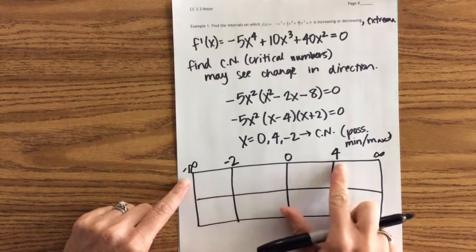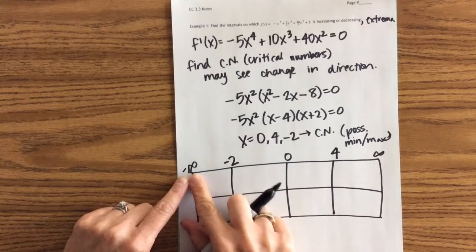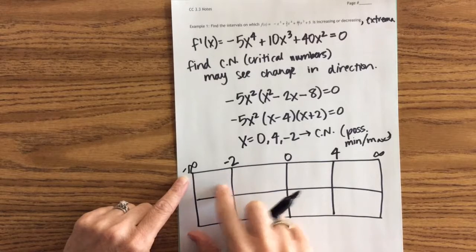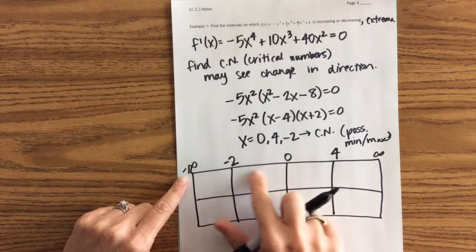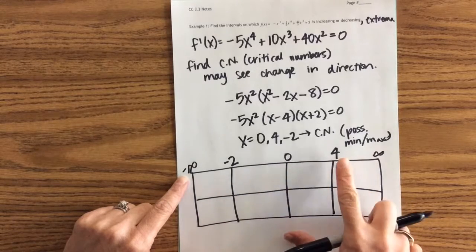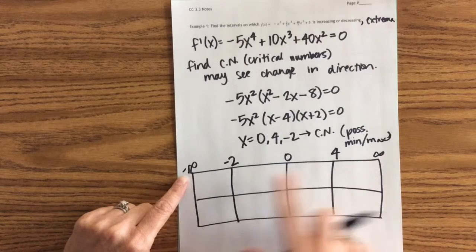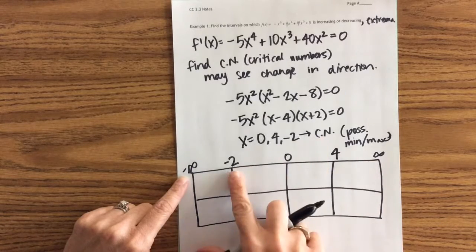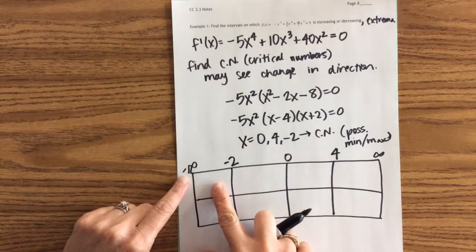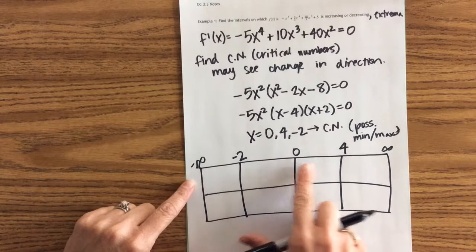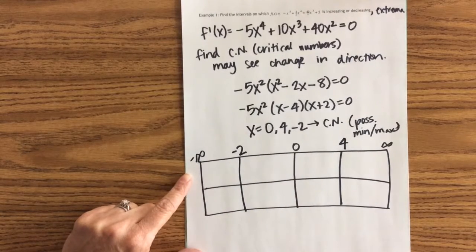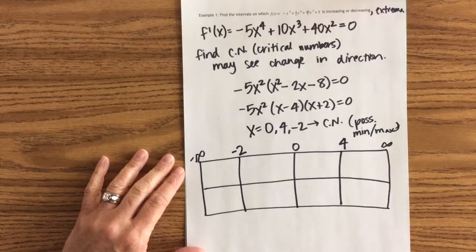These are my sections of my graph. From negative infinity to negative 2, something's happening, either increasing or decreasing. From negative 2 to 0, something's happening. 0 to 4, something's happening. 4 to infinity, something's happening. So because these are my critical numbers, I know that these are the intervals where I have something happening, and I only have to test one number in each interval. I don't need to test multiple numbers because every number that I check would have the same result.